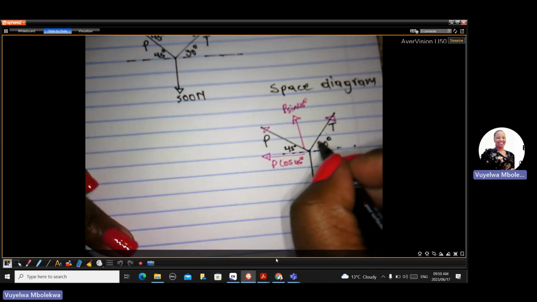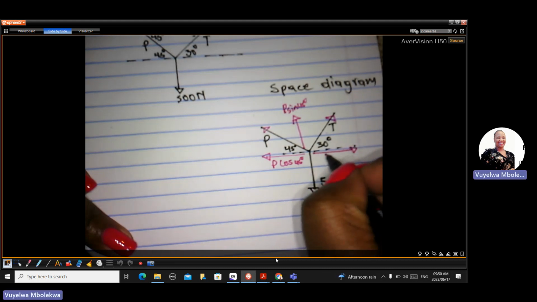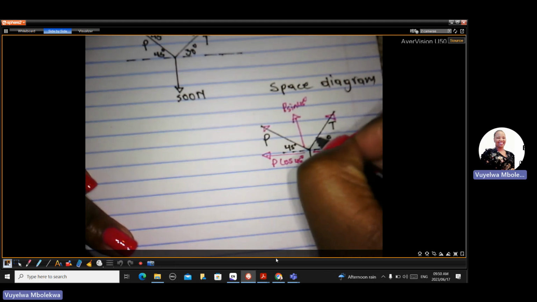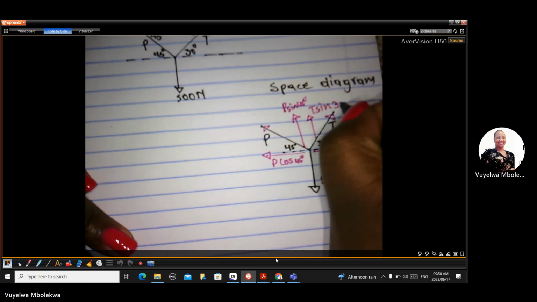So force P will have a horizontal component here and a vertical component there. The horizontal component will be P cos 45 and the vertical component will be P sin 45. Force T will also have a horizontal component T cos 30 as well as a vertical component T sin 30.